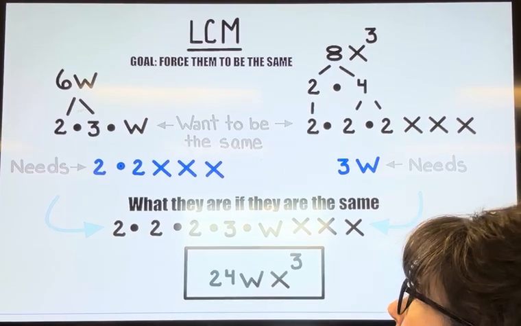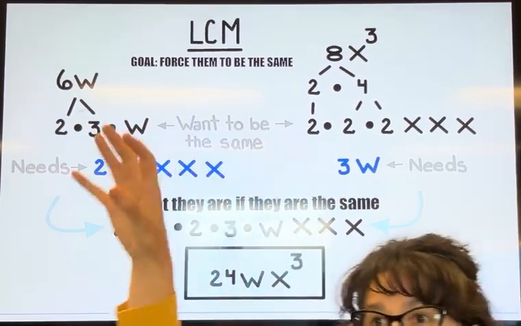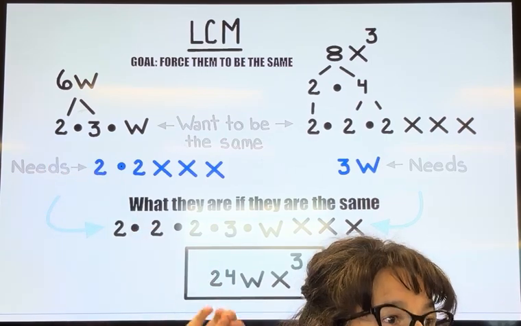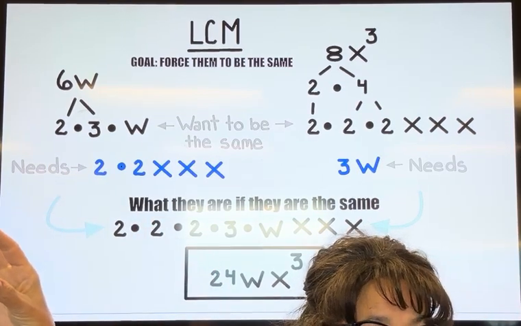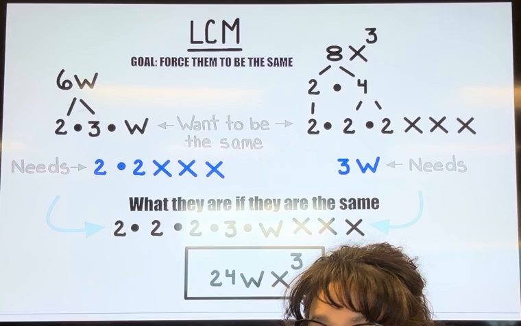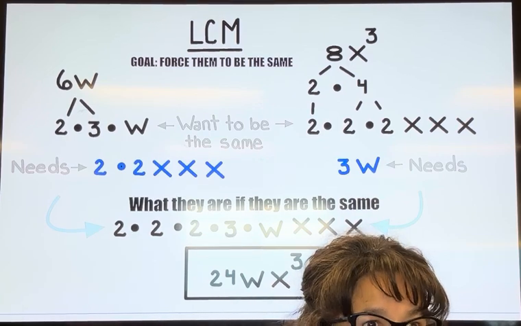So quick recap. Figure out what they are made out of. Then decide what they need that the other one doesn't have. And then now you've got what they are if they're the same, which is your least common multiple.